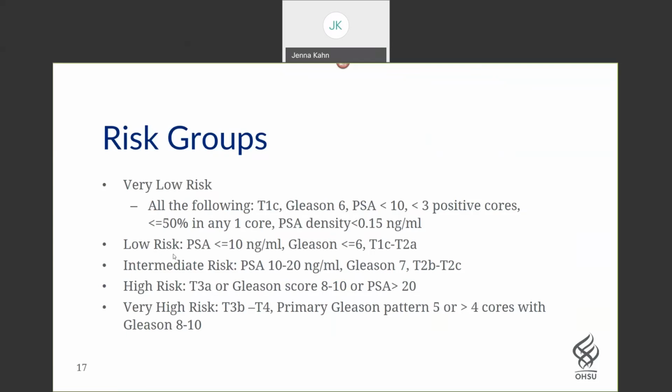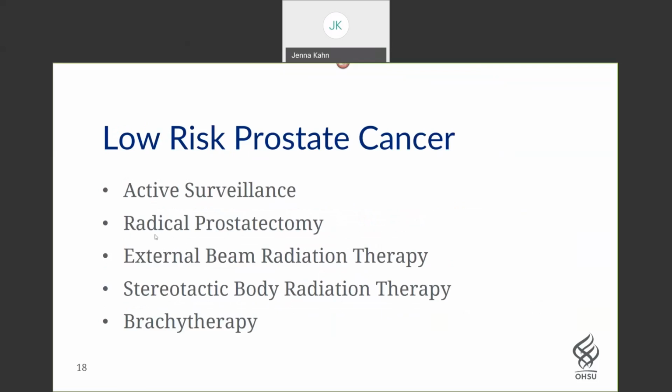So let's talk a little bit more about the treatment options per the risk groups. In low risk prostate cancer, the treatment options are active surveillance, radical prostatectomy, external beam radiation therapy, which would also include stereotactic body radiation therapy, which is a shortened course of higher doses per treatment to the prostate gland, or brachytherapy. Again, we talked about brachytherapy, it is internal radiation, could be with seed brachytherapy or the low dose rate radiation or high dose rate radiation.